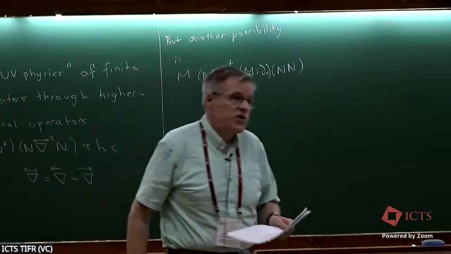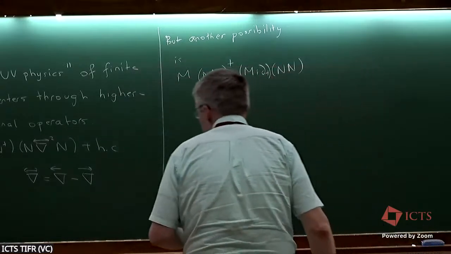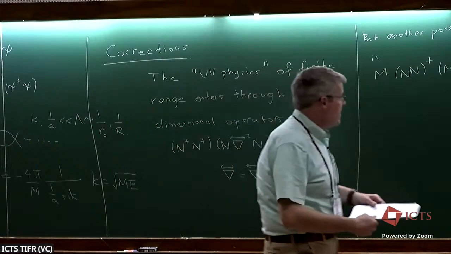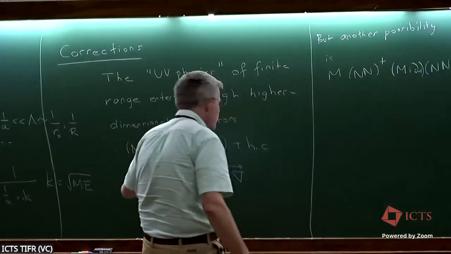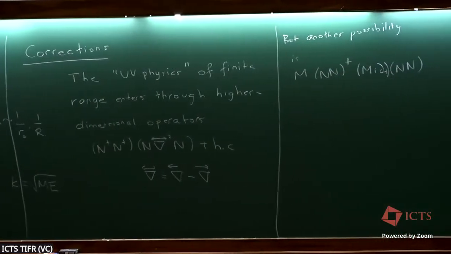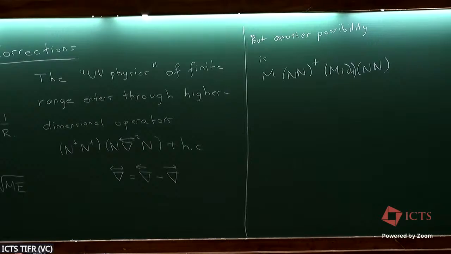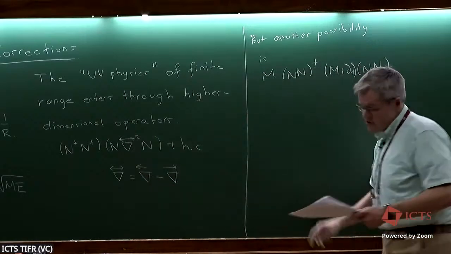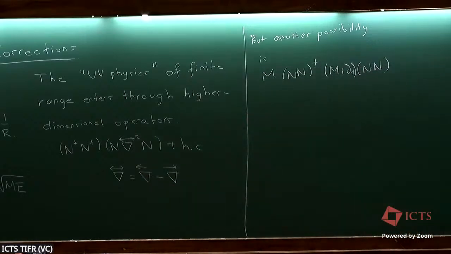Because on shell, we have this relation that this K is equal to the square root of twice the reduced mass times the energy. This operator and this operator are equivalent on shell. So you can think about this as using the equation of motion to convert this operator, which goes like the relative momentum squared, into this operator, which goes like m times the energy. You certainly don't need to carry both of them around because you can trade one for the other using the equation of motion.